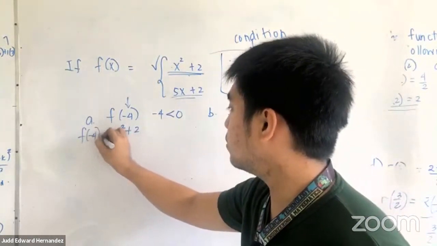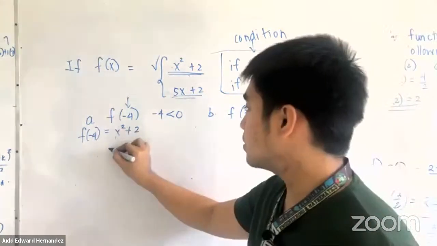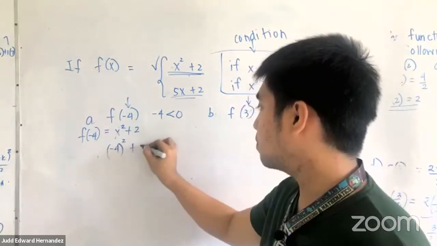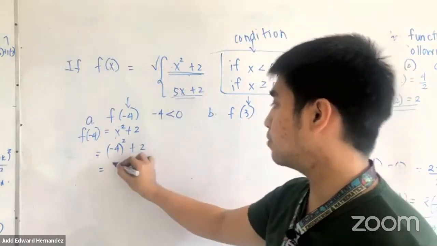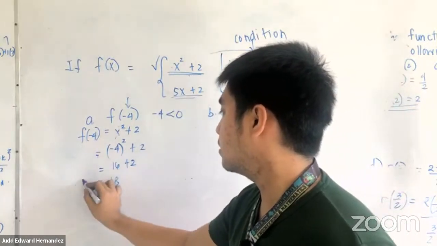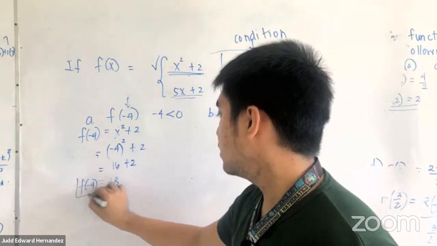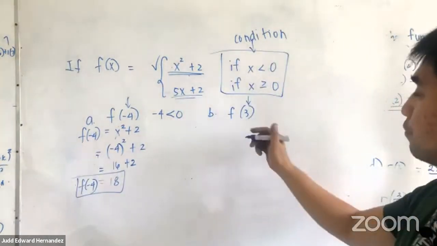Therefore, we need to evaluate f of -4. And this becomes negative 4 quantity squared plus 2. Therefore, negative 4 squared is 16. 16 plus 2 now is equal to 18. Therefore, f of negative 4 is equal to 18. How about for the next one, f of 3?